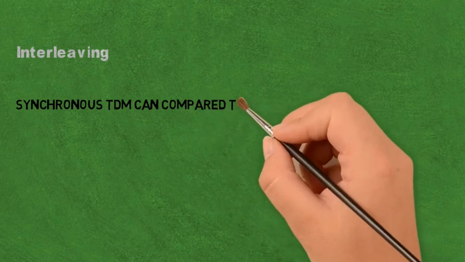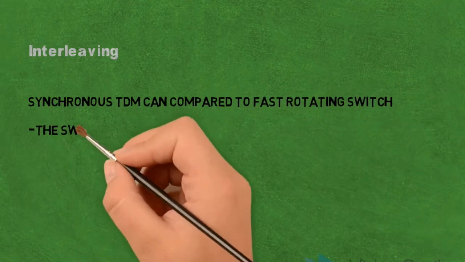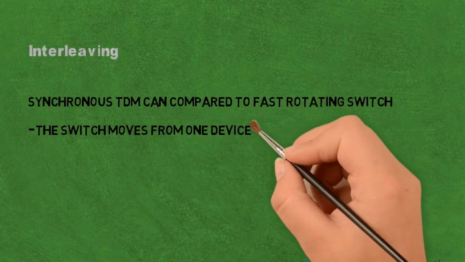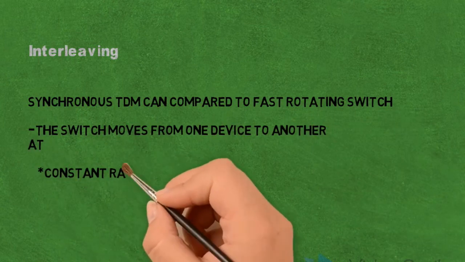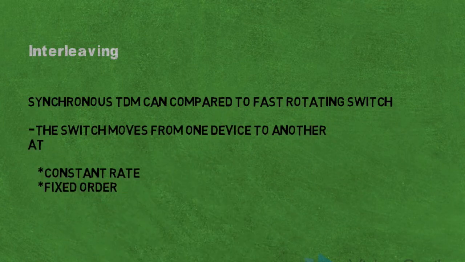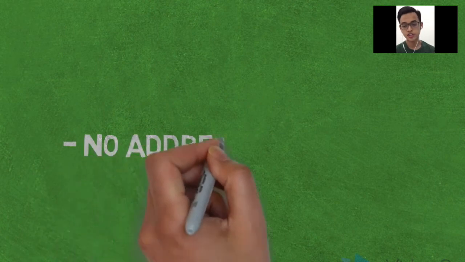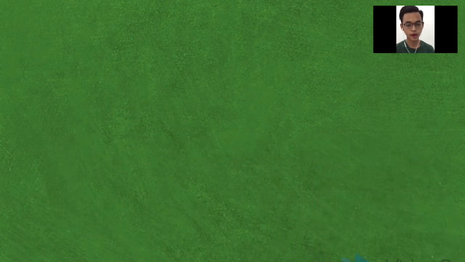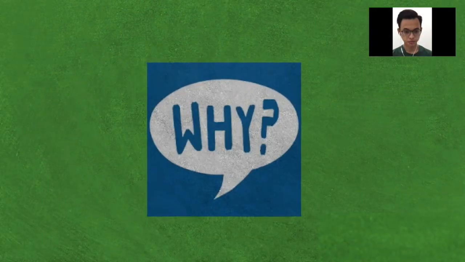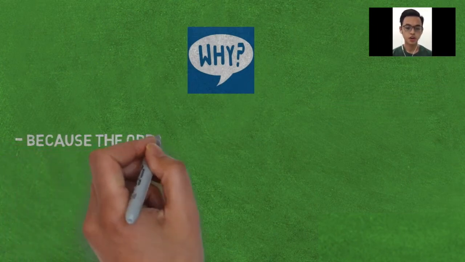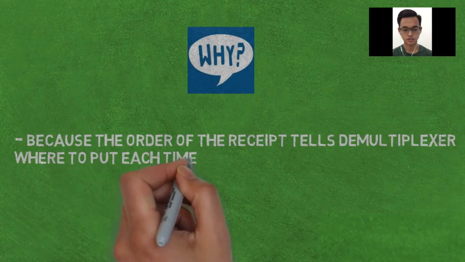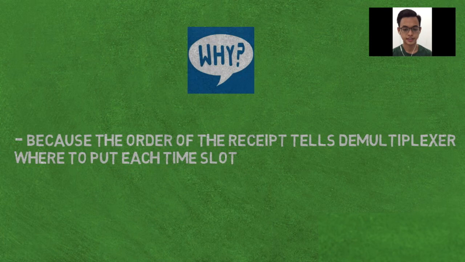Interleaving. Synchronous TDM can be compared to a fast rotating switch. The switch moves from one device to another at a constant rate and in a fixed order. Framing bits. No addressing required. Do you know why? Because the order of the receipt tells the multiplexer where each time slot is located.